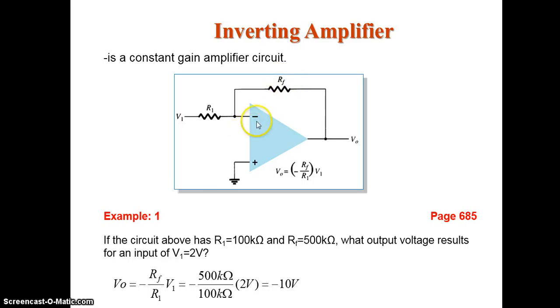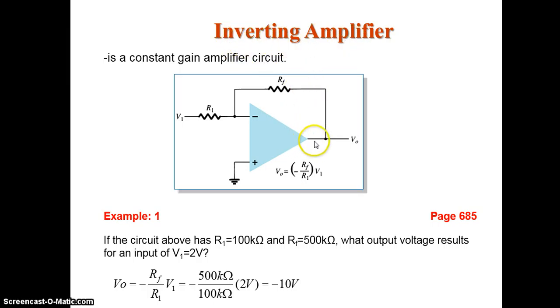See here why it is inverting, because you can see that it has two input terminals. One is the minus and the other one is the plus. At the minus terminal you are applying the input. The minus terminal is called the inverting input terminal, and the plus terminal is called the non-inverting input terminal. Here the non-inverting input terminal is grounded and at the inverting input terminal we are applying our input. So it is called an inverting amplifier.